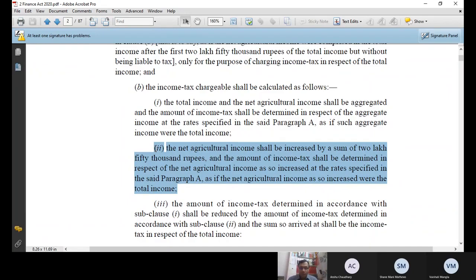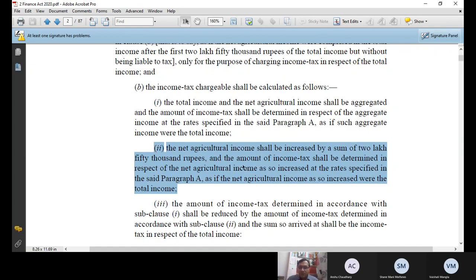It is clause 2 now. The net agricultural income shall be increased by a sum of 2,50,000 rupees, and the amount of income tax shall be determined in respect of the net agricultural income as so increased at the rates specified in the said paragraph A, as if the net agricultural income so increased were the total income. Now what it says? It says that in the agricultural income, add the exemption limit, and then whatever is the figure, compute the tax on that figure.